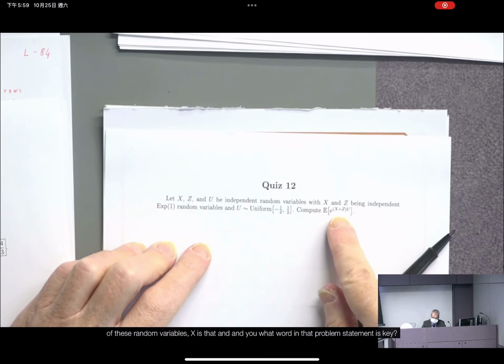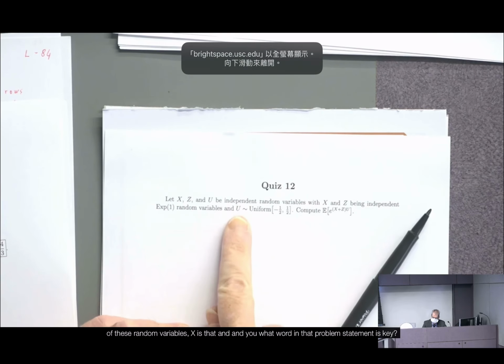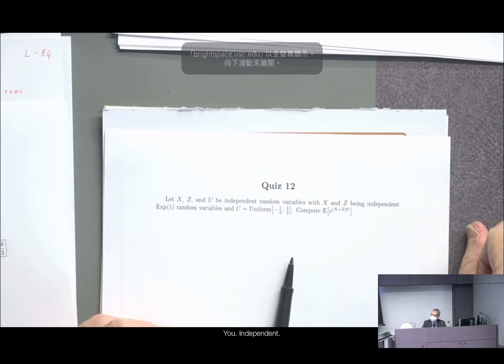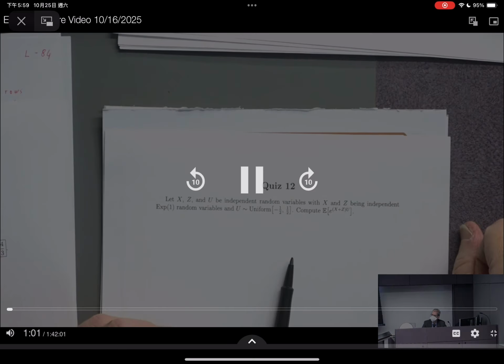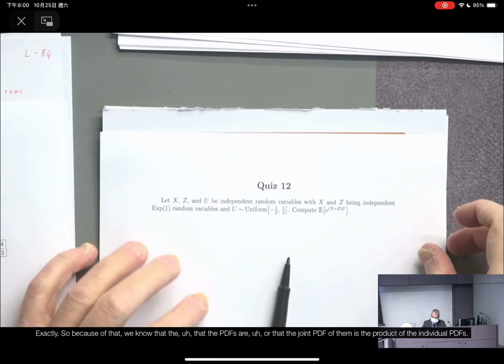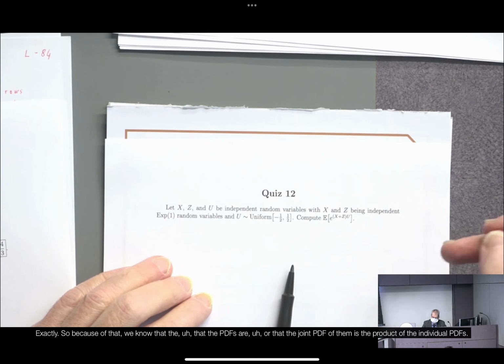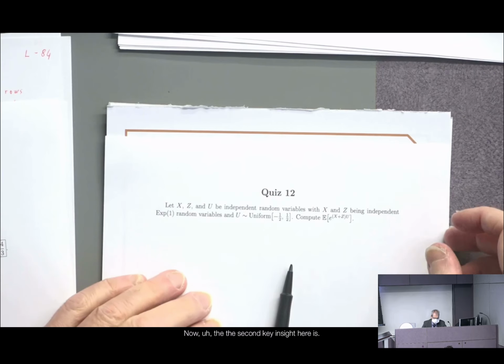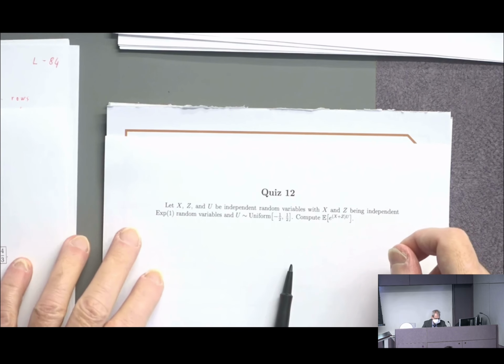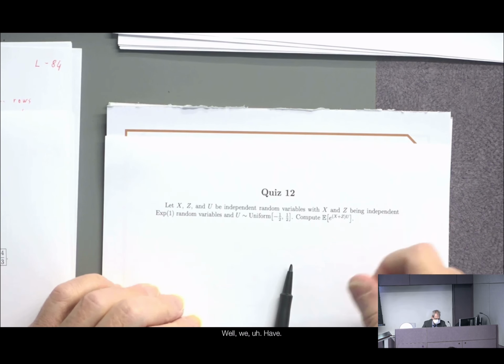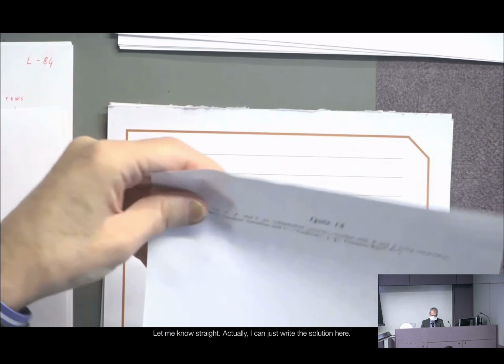Of these random variables X, Z, and U, what word in that problem statement is key here? Independent, exactly. So because of that, we know that the joint PDF of them is the product of the individual PDFs. Now, the second key insight here is, well, let me now start to write the solution here.